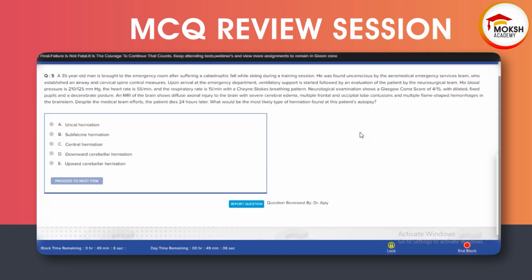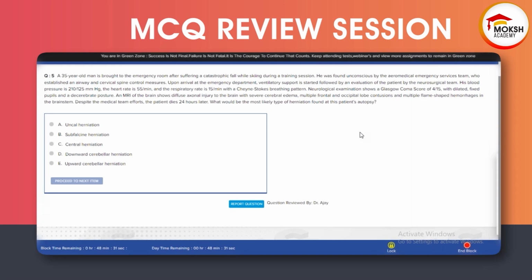His blood pressure is 200 by 125, heart rate is 55, respiration is 15 with Cheyne-Stokes breathing. Neurological examination shows a Glasgow Coma Scale of 4 out of 15 with a dilated fixed pupil and decerebrate posture. MRI shows diffuse axonal injury of the brain with severe cerebral edema, multiple frontal and occipital lobe contusions, and multiple flame-shaped hemorrhages in the brainstem. Despite the medical team's efforts, the patient dies in 24 hours.